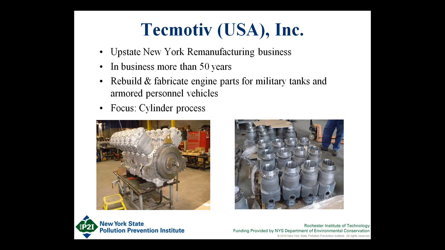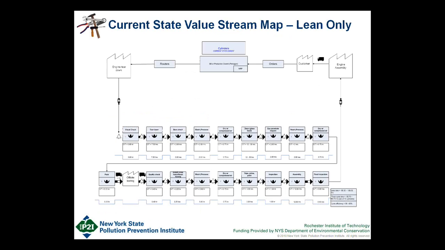And what we focused on specifically was the cylinder process, and you can see that picture on the right-hand side. So we came in and basically decided to do an LE2 before we formalized the program. We looked at lean, we looked at energy, we looked at environment. So at the time, we did this current value stream map of their process, and what we tried to do was identify beyond just the lean opportunities.